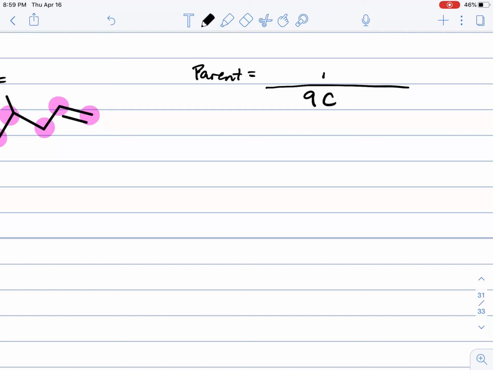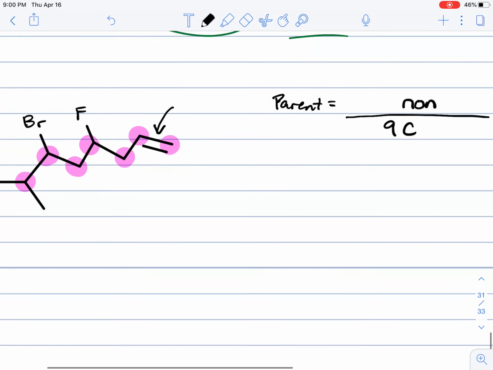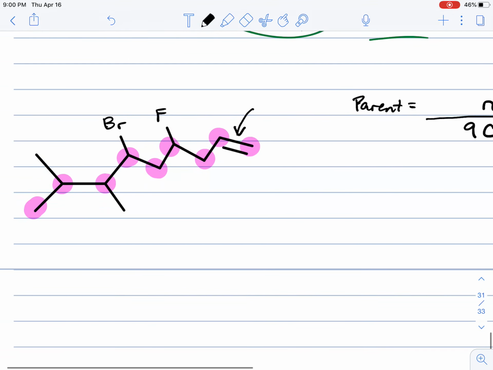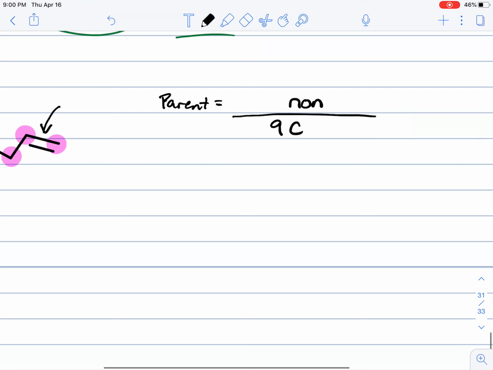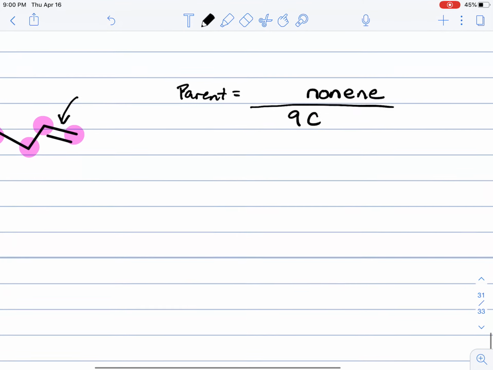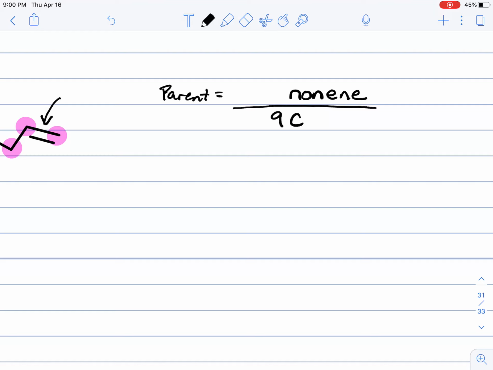That's going to invite me to use the prefix non. And the moment I see the presence of at least one double bond, I can no longer use the ane ending. I have to use the ene ending. So this is going to be non-ene. Okay. All right. And so I have to ask myself, what carbon number is this double bond found? Okay.